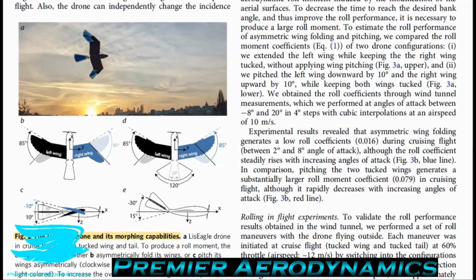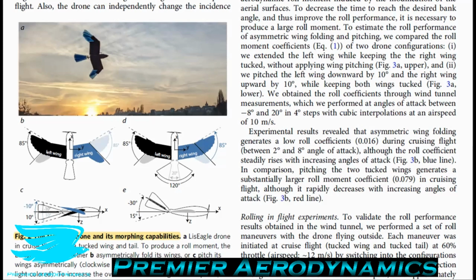To roll, the Lys Eagle either folds or pitches its wings asymmetrically. When folding, one wing side is extended by a maximum of 85 degrees. So that's where I mentioned that it sweeps it forward, that end wingtip bit, and the other side remains tucked, resulting in a larger lifting surface on the side of the wing that has been swept forward. Since lift is proportional to the lifting surface area, the extended wing side produces more lift than the tucked wing side, which causes a roll motion because there's more force on one side pushing that side up over.